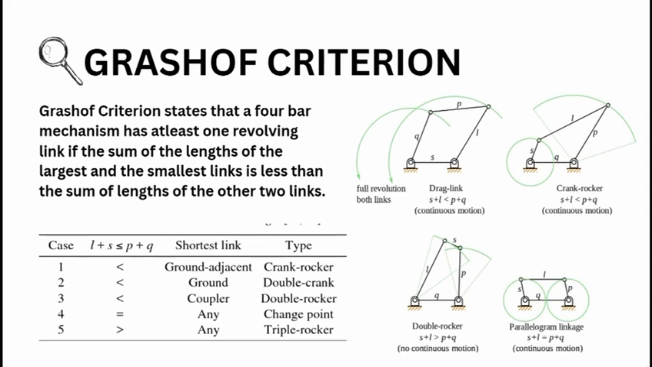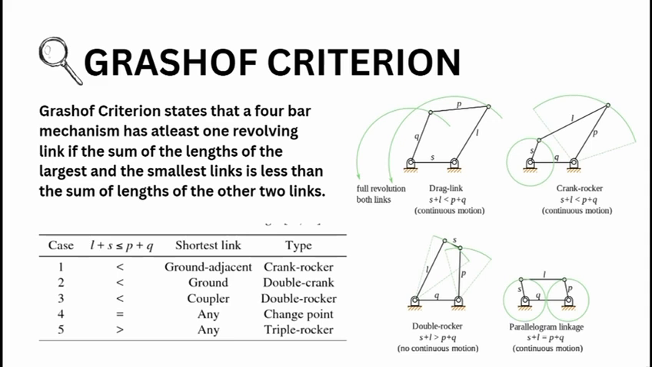The rule is simple. We designate the shortest link as S, the longest as L, and the other two as P and Q. A full rotation is possible if the sum of the shortest and longest links is less than or equal to the sum of the other two, that is, S plus L less than or equal to P plus Q. Mechanisms that satisfy this are called Grashof mechanisms.